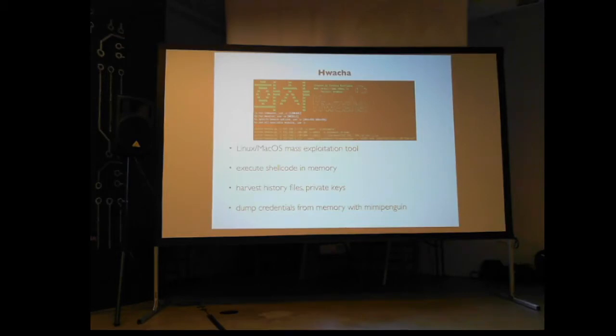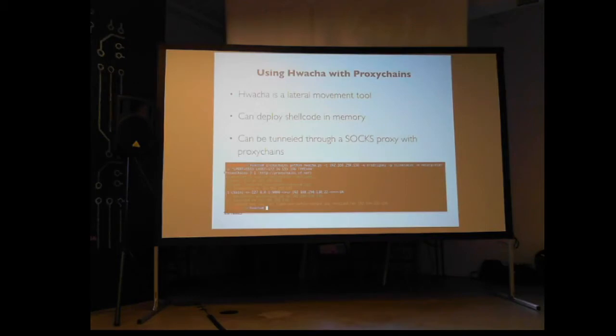You can also use other things like MimiPenguin, which is a memory credential scraping Python script to go and grab plain text passwords out of memory if you have root access, sort of like Mimikatz on Windows. So to use Huacha in this case, I'm going to run proxychains, then run my Python script with all my options. Right here, I'm using Meterpreter, and I'm going to do a 64-bit payload.